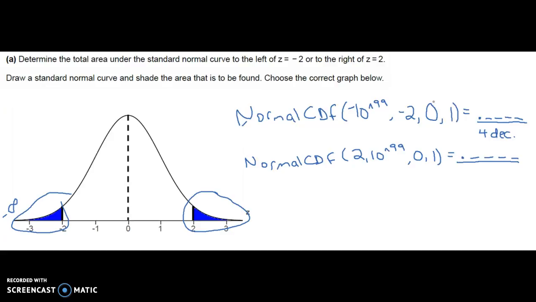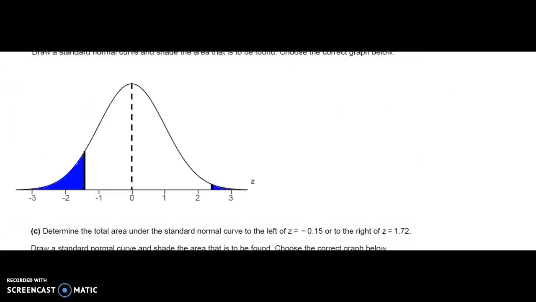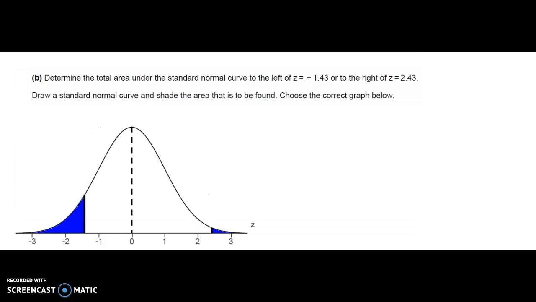Same idea with each part. So, oops, kind of jumped on me. There we go. So same idea on part B, to the left of the negative number, to the right of the positive number. So you're looking at your tails again. Your left tail goes to -infinity, your right tail goes to positive infinity. And so you'll do, I'm going to abbreviate this, nCDF for normal CDF.